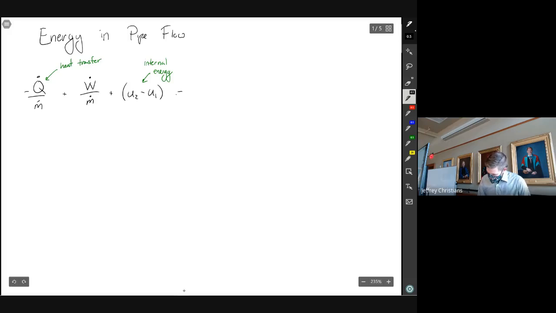This equals P1 over rho plus alpha 1 V1 squared over 2 plus g Z1, minus P2 over rho plus alpha 2 average velocity at 2 squared plus g Z2.